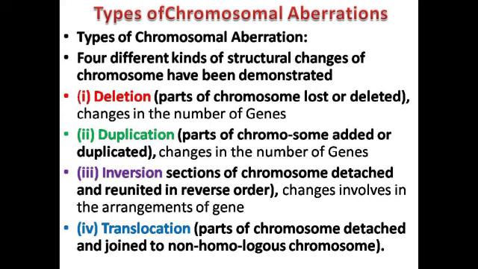Next comes inversion. Here, a section of chromosome will be detached and reunited in reverse order. It causes changes in the arrangement of genes on the chromosome. Last one, translocation. Here, part of chromosome will be detached and joined to a non-homologous chromosome.